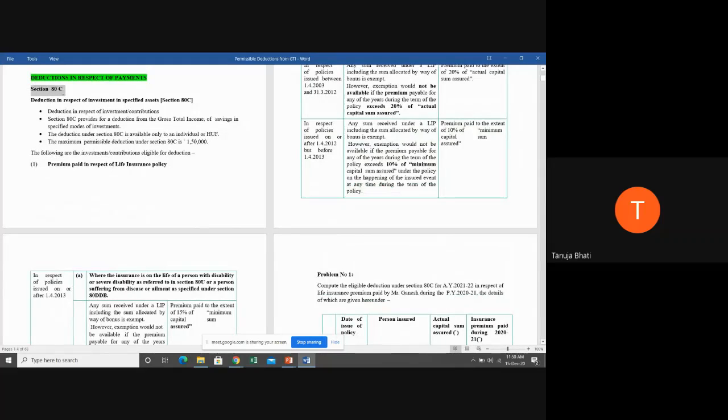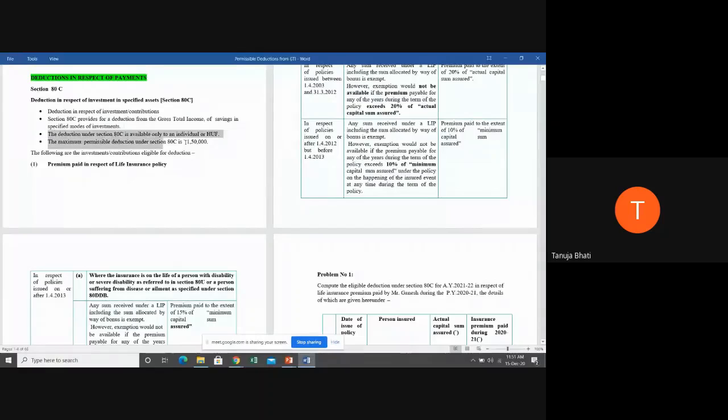Section 80C is nothing but when you are making an investment in certain particular investment savings. That is deduction in respect of investment in specified assets. Suppose you have money or your savings and you're investing in the 16 list of investments that are specified under 80C, you will get a deduction from your gross total income. So 80C is nothing but deduction in respect of investments that you're making out of the savings that you are having, and whatever investments you're making, you will get a deduction from the gross total income.